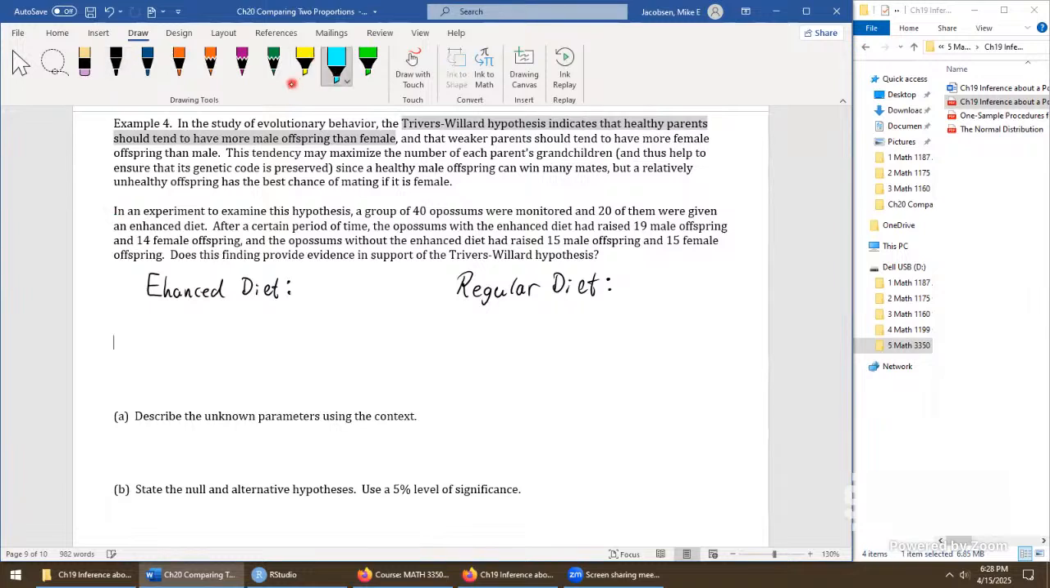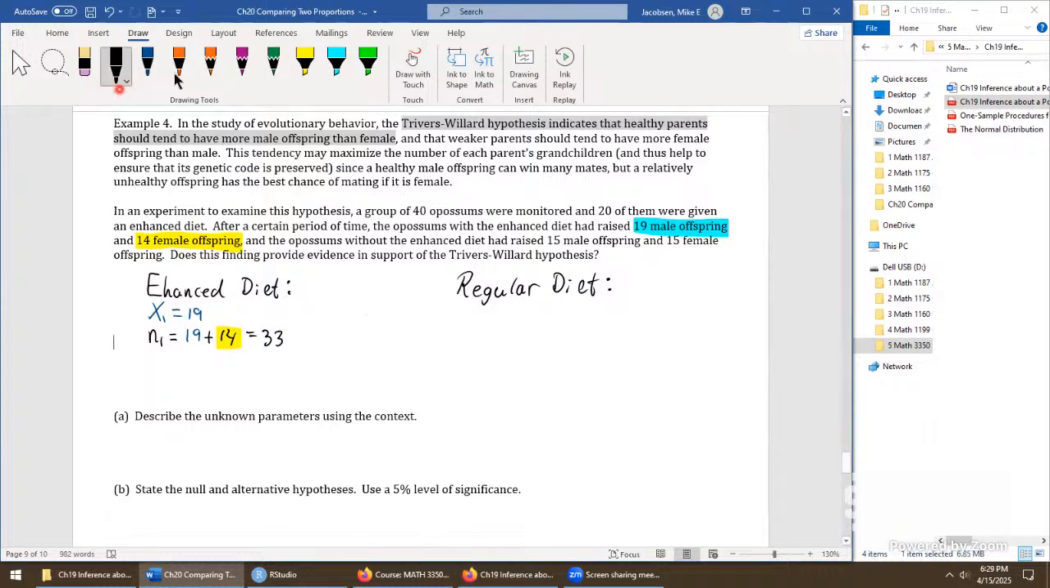In the enhanced diet, we have to count the number of successes. So let's see here. After a certain period of time, the opossums with the enhanced diet raised 19 male offspring. So we'll call that X1, 19. 14 female offspring from over here. Just as important, that gives us now the total sample size. Sample size N1 is going to be the number of successes, 19, plus the number of failures, 14, which gives us altogether 33 as the total sample size for N1.